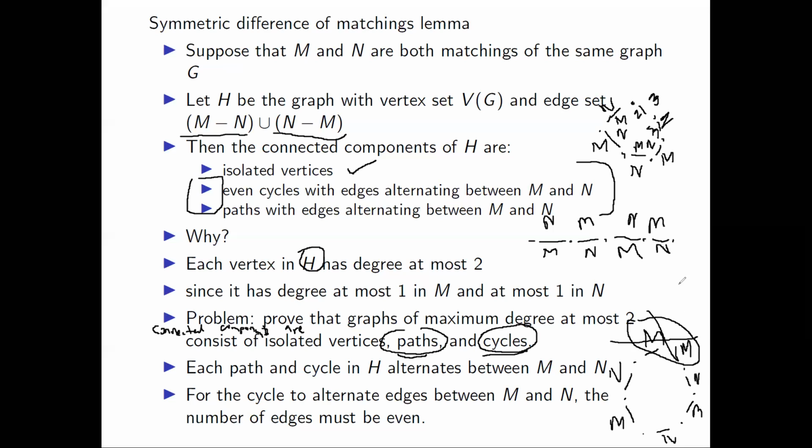Because if you had an odd cycle, we would be forced to have two edges from the same matching next to each other, because the edges have to alternate, but then they couldn't alternate when it's odd. So this is why it has to be even cycles. And that gives us the whole statement of the lemma now, because we know the edges have to alternate between M and N, and we had paths, we have even cycles, we have isolated vertices. So that finishes it off.